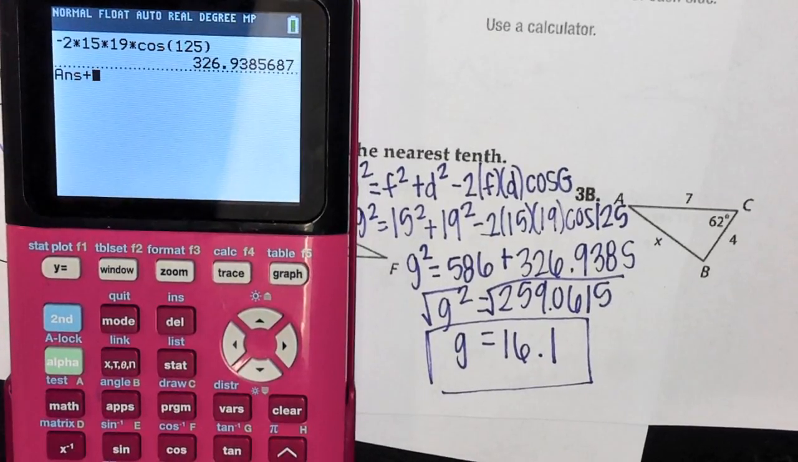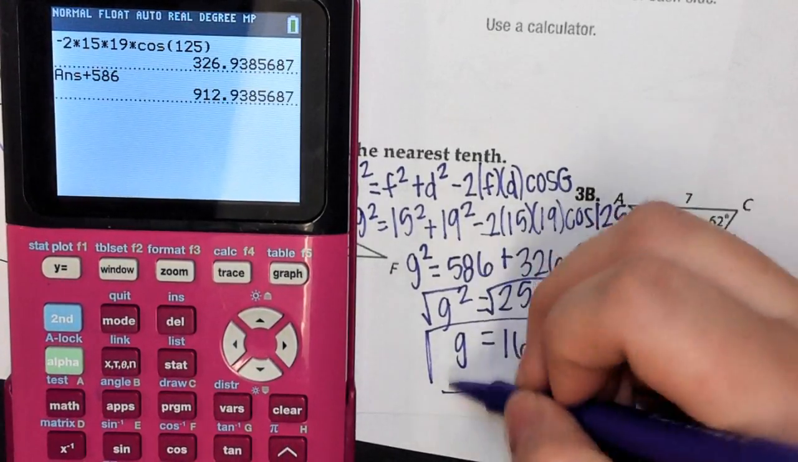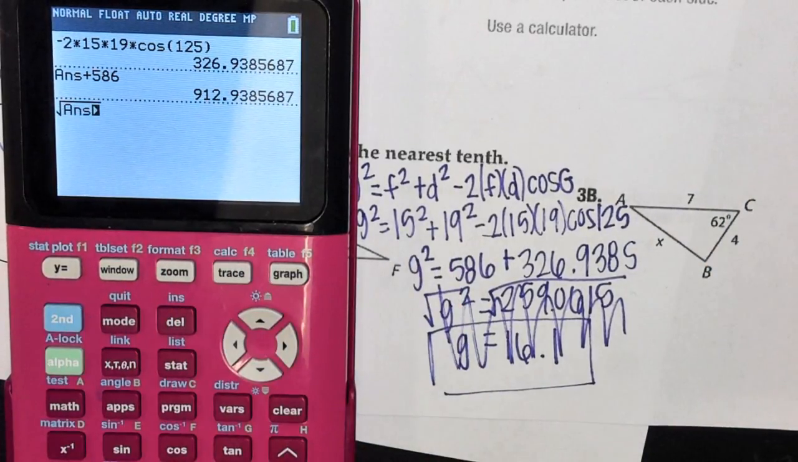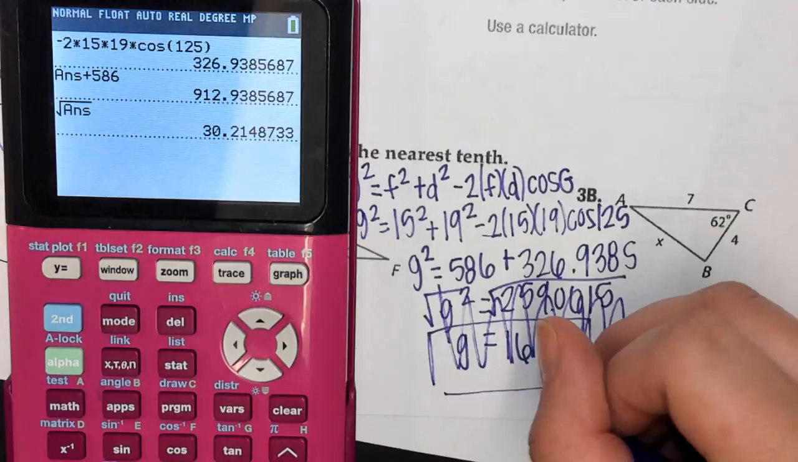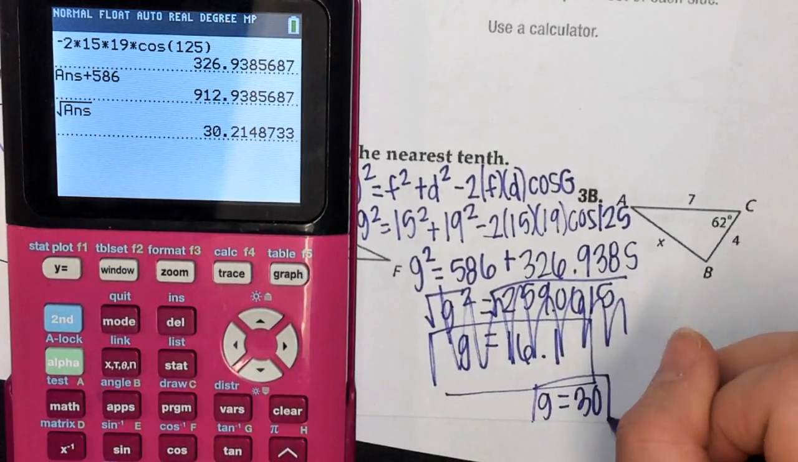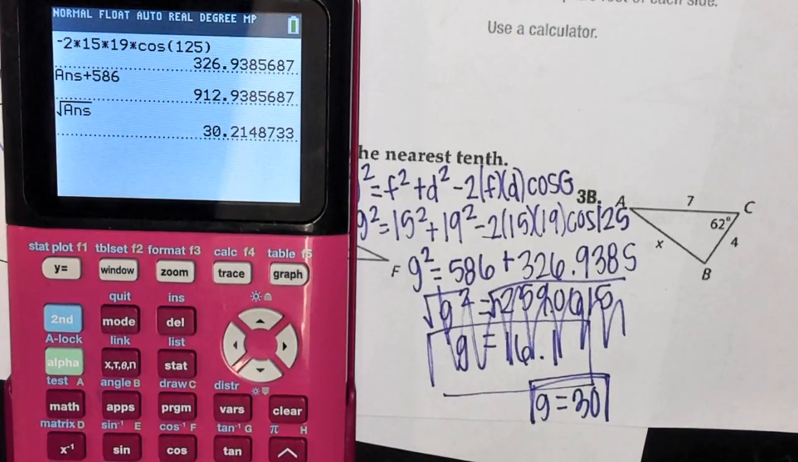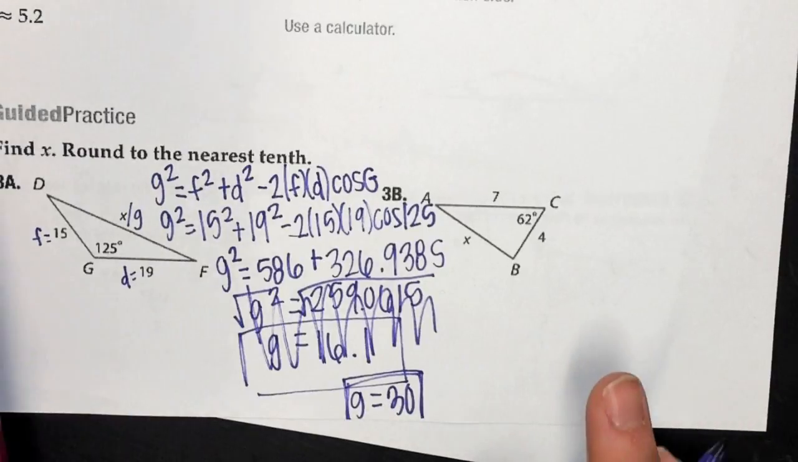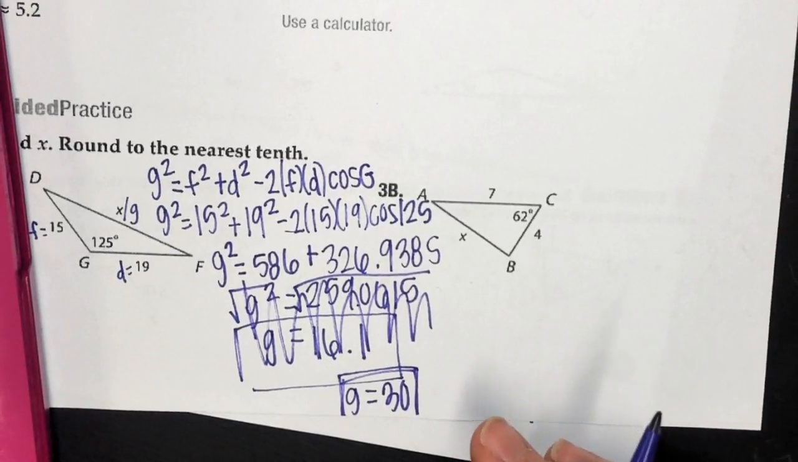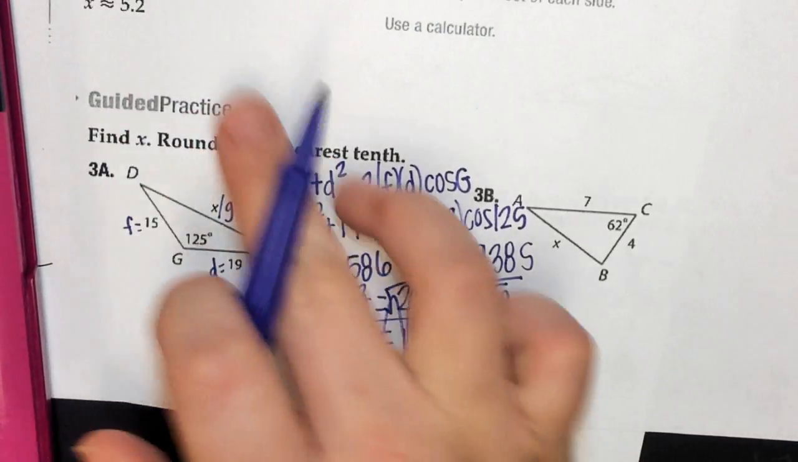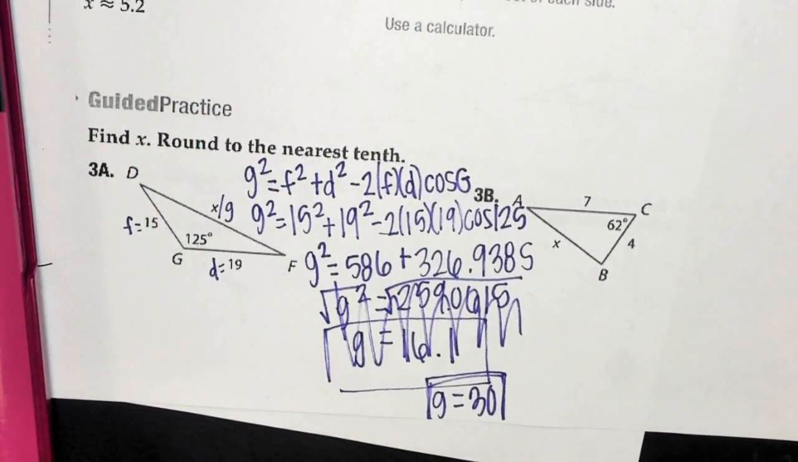It came out positive. So now I need to add 586, which gives me the square root of 912, after I take the square root. Yep, that's my answer. A little bit more tricky, huh? You have to be super careful. So the instructions told us just to find G. So that's all we were finding. So I got G equals 30.